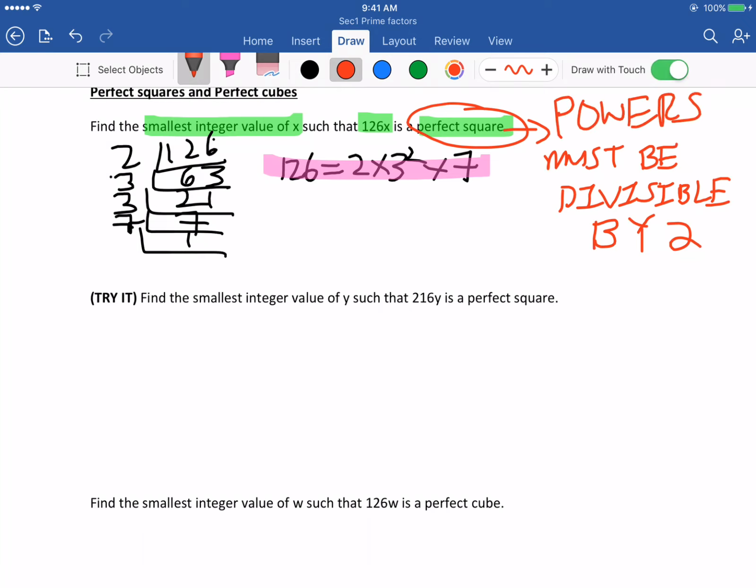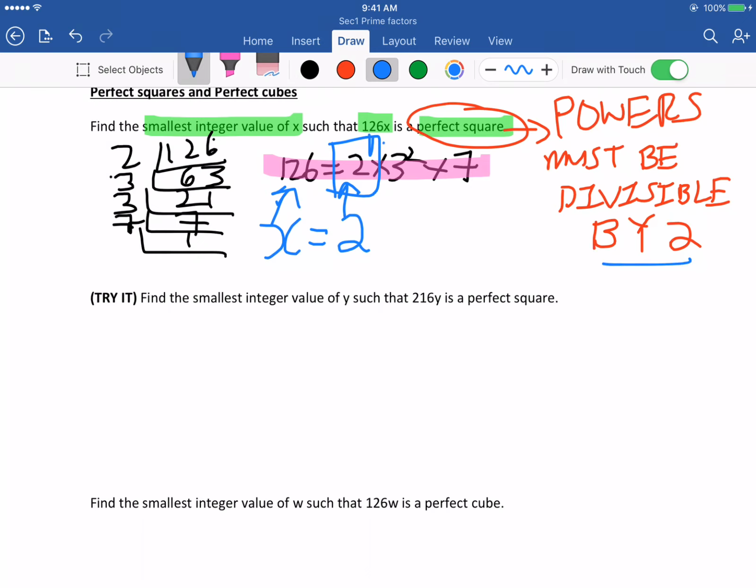Okay, so now look at the 2 first. This 2 to the power of 1, right? So is this a perfect square? No, because the powers are not divisible by 2. So what must x be, such that we take x times 126, it becomes a perfect square? x will be 2. Why? Because 2 times 2 to the power of 1 will give you 2 to the power of 2, which is then divisible by 2.